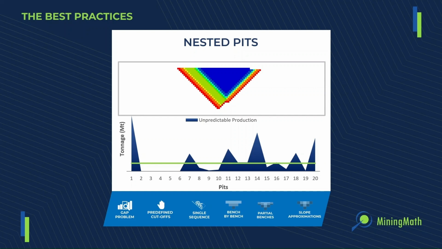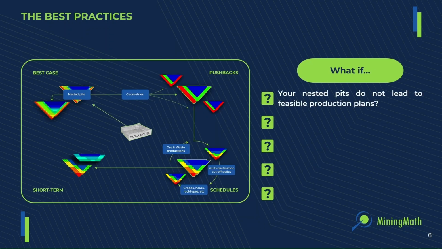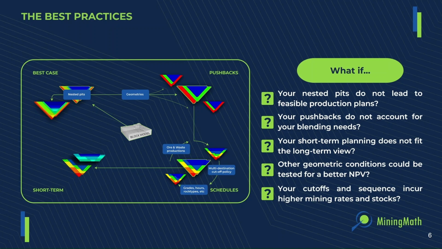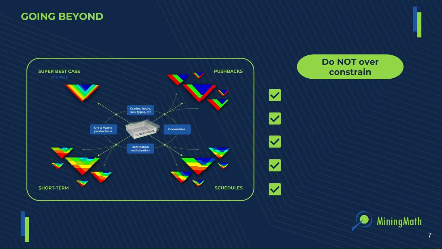All these points lead us to some questions. What if your nested pits do not lead to feasible production plans? What if your pushbacks do not account for your blending needs? What if your short-term planning does not fit the long-term view? What if other geometric conditions could be tested for a better NPV? What if your cutoffs and sequence incur higher mining rates and stocks? It is possible to go beyond the limitations of the stepwise methodology. And now I'm going to show you how MiningMath solves these points.